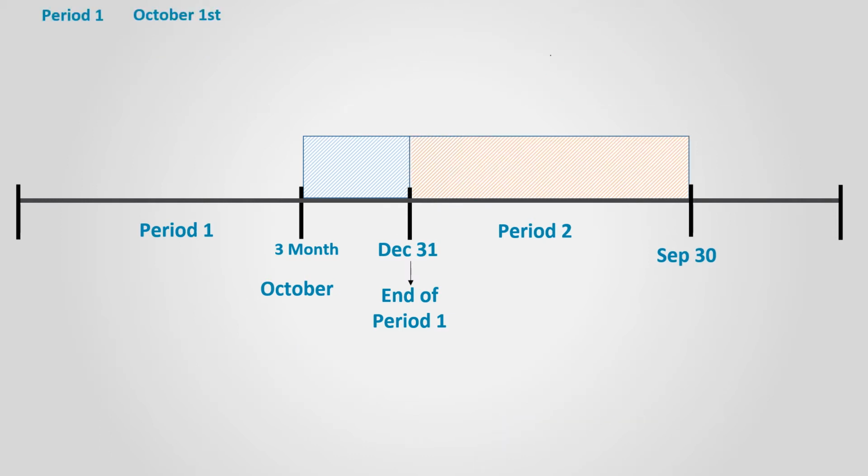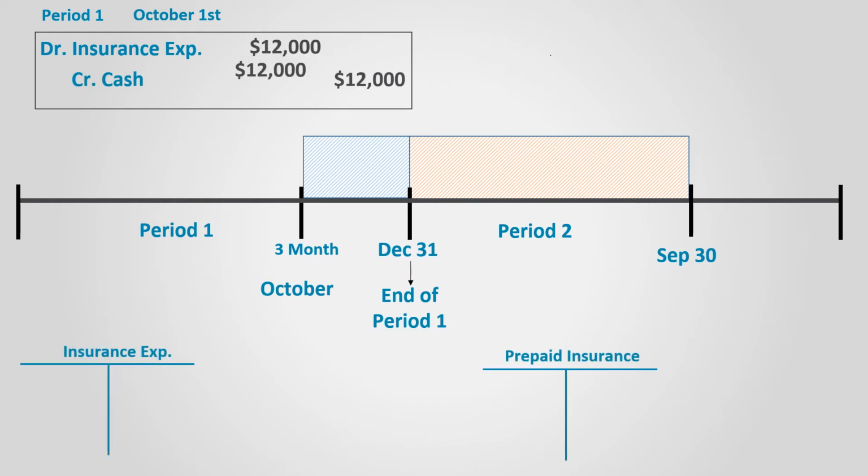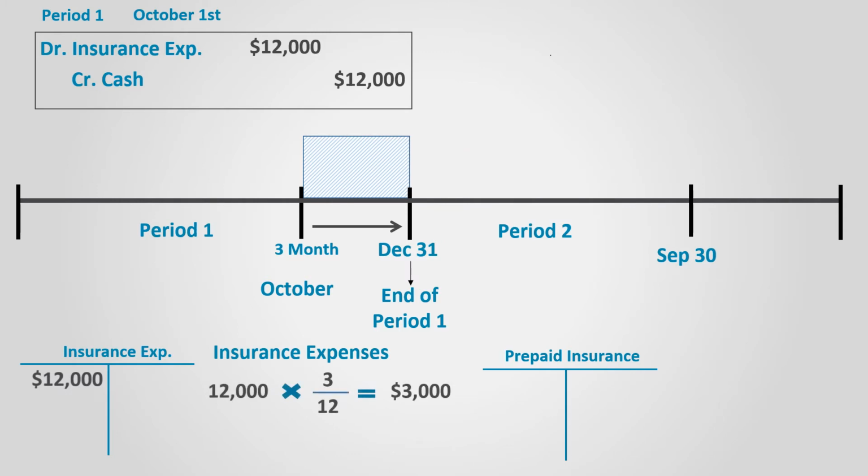Let's assume that the accountant recorded the initial entry when the policy is purchased by debiting insurance expense instead of prepaid insurance and crediting cash. At year end, the insurance expense account has a balance of $12,000. But the business used only 1/4 of it, which is 3 months. So the expense is overstated in this case and we need to reduce it. An adjusting entry does this as follows.